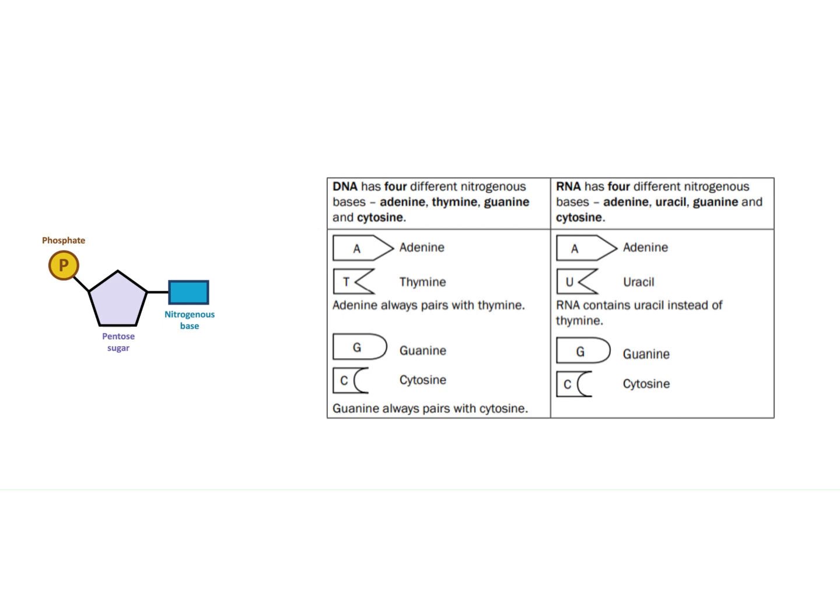Now, it's important to note that guanine always pairs with cytosine in both DNA and RNA. However, in DNA, adenine pairs with thymine, whilst in RNA, adenine pairs with uracil.